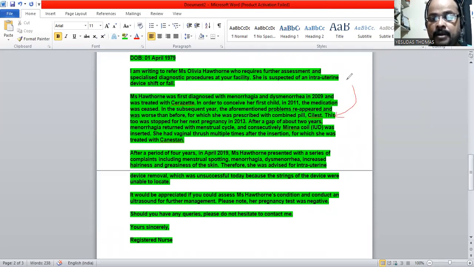The combined pill Silest was stopped for her next pregnancy in 2013. So in 2013, she planned the second child. After a gap of 2 years, menorrhagia returned with the menstrual cycle, and consecutively, a Mirena coil was inserted.